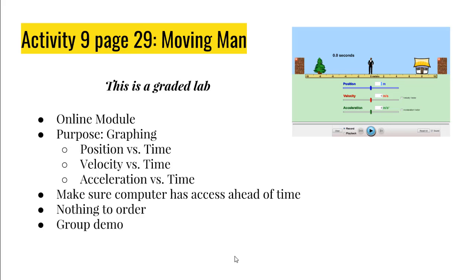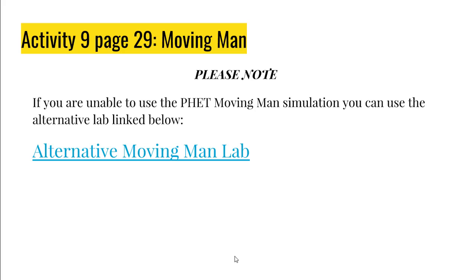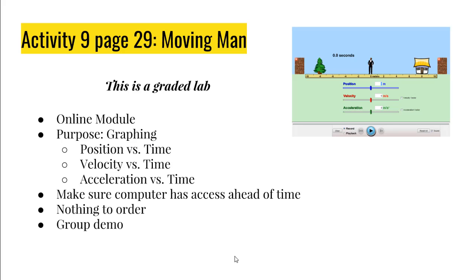Now, the next activity is Activity 9. This is a graded lab. This is another online lab. It is a PhET simulation, and if you watched the Physical Science A video, you heard me talk a little bit about this. PhET simulations do not work on Chromebooks, so you need to make sure that you get access to an actual computer. This is a good one to do as a group demo, again, because usually the teacher is the only one with the actual laptop.